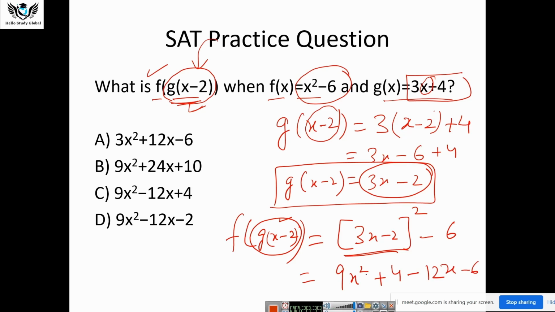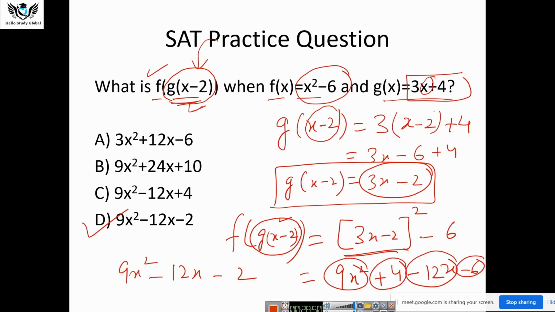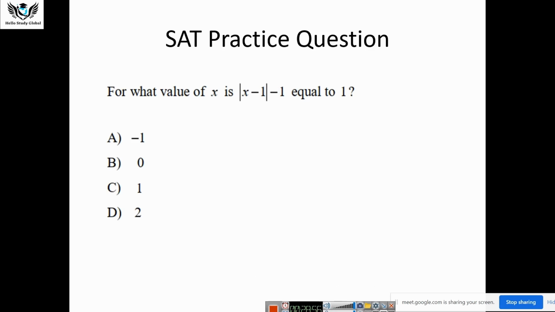So that gives us 9x square minus 12x, and 4 minus 6 is minus 2. So D comes out to be the right answer. So this is how a nested function is calculated.